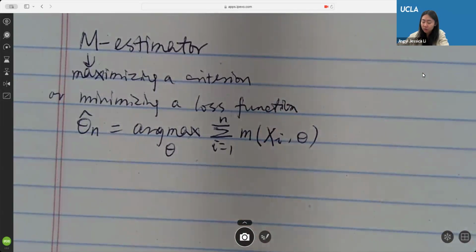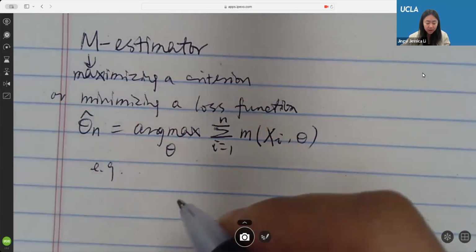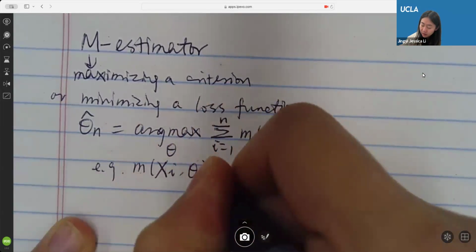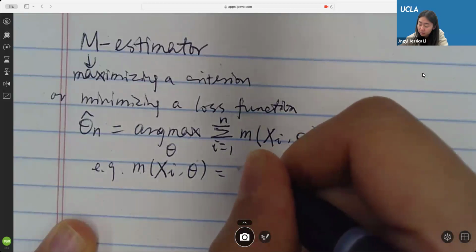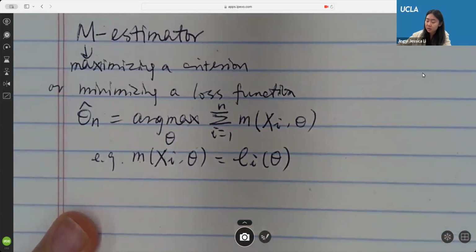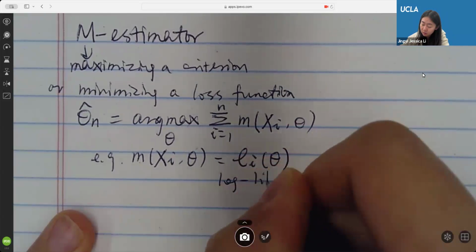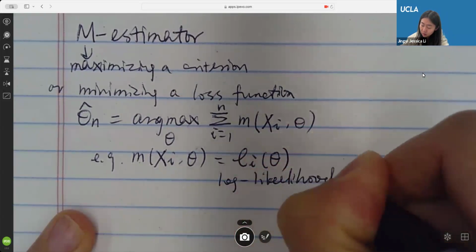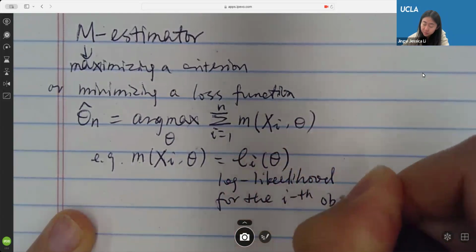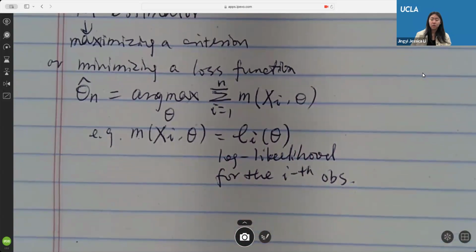And as one example, you can see that maximizing the log likelihood is one way, right? So m_i(theta) can be the log likelihood applied to the ith observation for your parameter theta. This is one way to look at it. So that's why MLE is a special case of an M-estimator, because we are generalizing it.